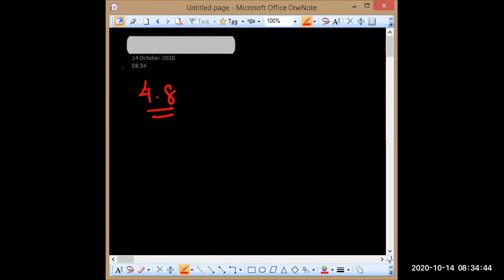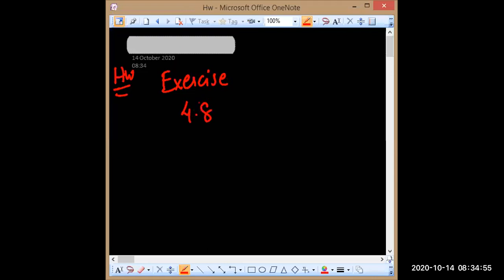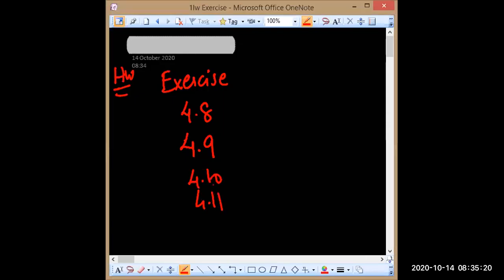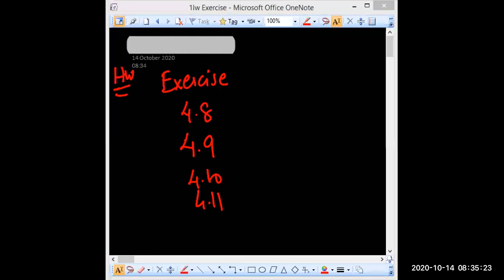4.8 is homework. All of this is homework. Okay, exercise question 4.8. Everything is from the exercise. Okay, 4.8, right? Okay, 4.9, 4.10, 4.11. I'm reading out the questions and giving the homework as I go.